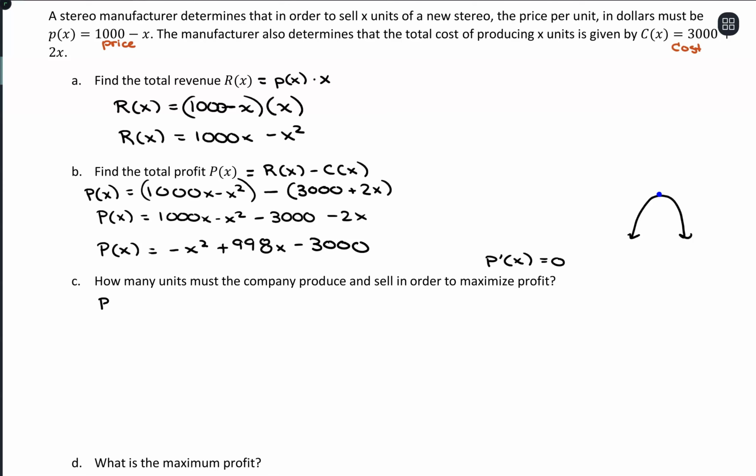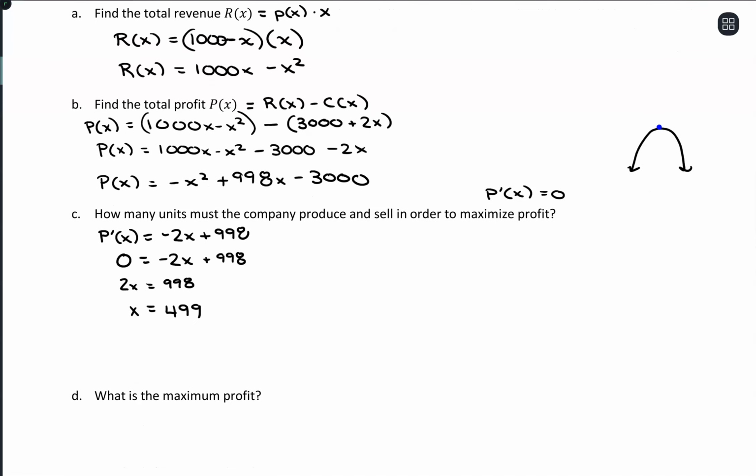So let's take the first derivative of our profit function. All right, so we got negative 2x plus 998. And so we're going to go 0 equals negative 2x plus 998, which means we have 2x equals 998. Divide both sides by 2, and that's going to be 499. So in terms of our question, how many units must the company produce and sell in order to maximize profit? 499 units would be our answer there.